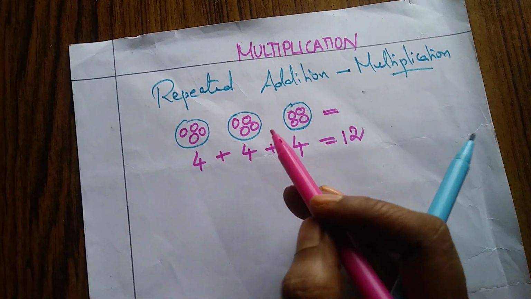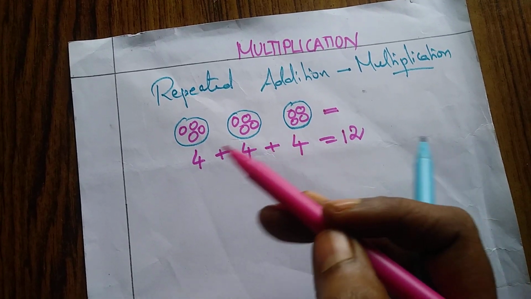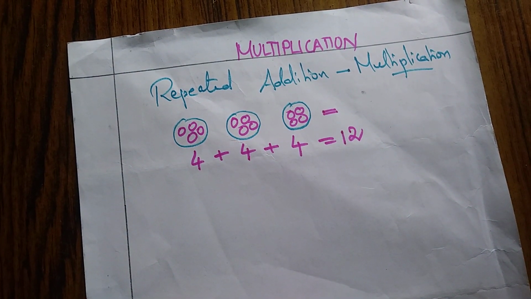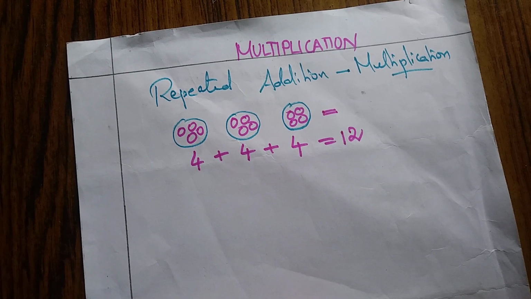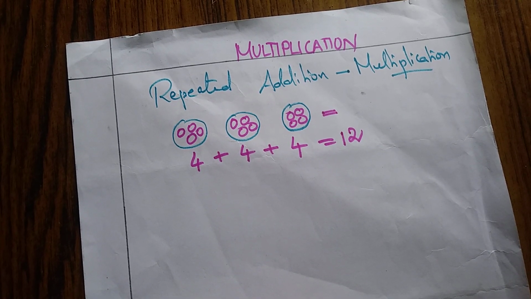If it is a small sum, this addition is possible. But if it is very large, if there are about 200 groups and each group has 32 students, at that time what are you going to do? Are you going to add all those things? No, there is a short way to find the number of students present in a large number of groups.